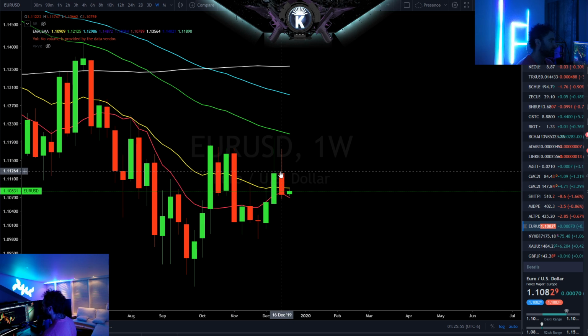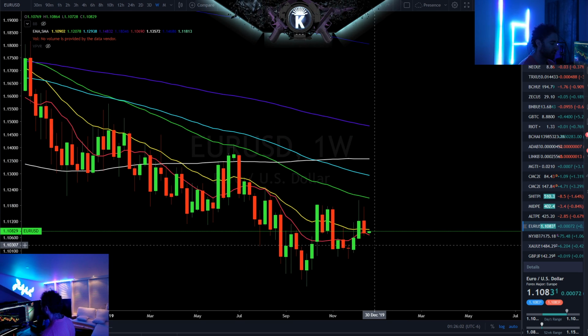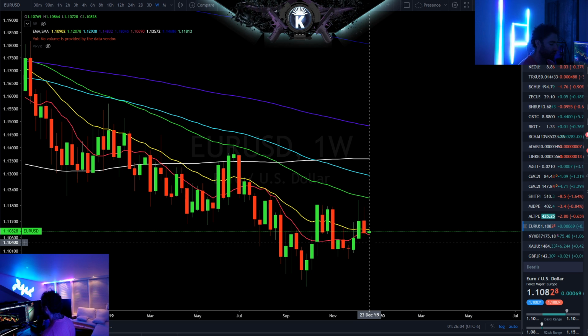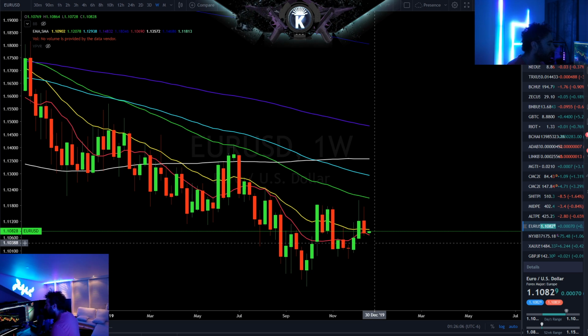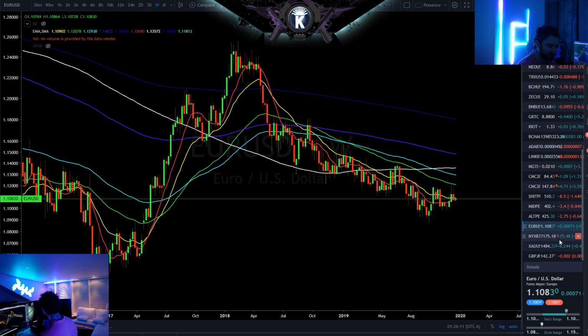We always want to be aware of where the bots and algos are closing these for the week, and we maintain the downtrend. And in fact, it looks like it wants to come back down to 110.3, 110.2 region down around here. So I remain bearish on this actually.